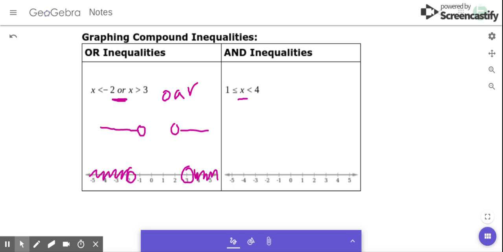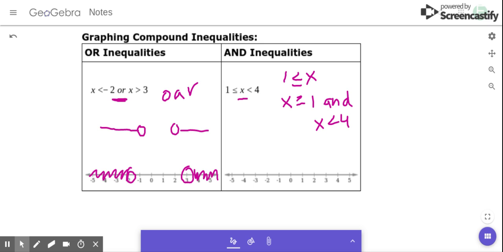The other way that I could write this is that I could split it apart and I could write 1 is less than or equal to X. Now, if I flip that around, that's the same as X is greater than or equal to 1. And then I could use the word and. So in the practice, there's a couple where they actually use the word and instead of or, same idea. And X is less than 4. Okay, so that would be the other way to write it.